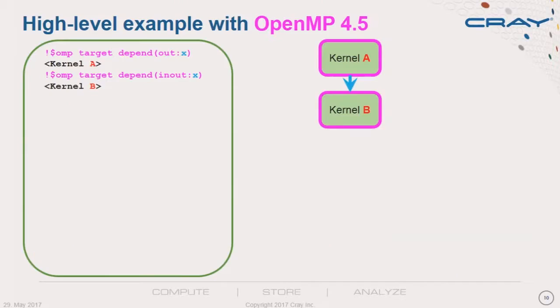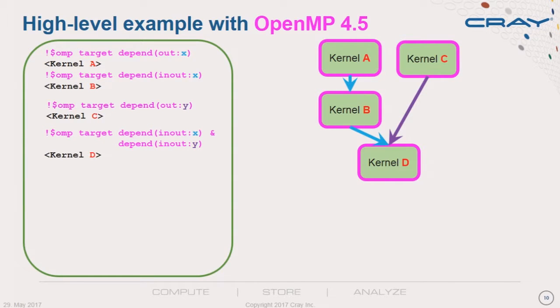Maybe a bit more complex example where I do not have any loops and stuff. I just define kernels there. So I have an out dependency of X here for the first kernel, inout also for X on the second kernel. But then I maybe have a third kernel, but there I act on different data. So I have an out of Y there.